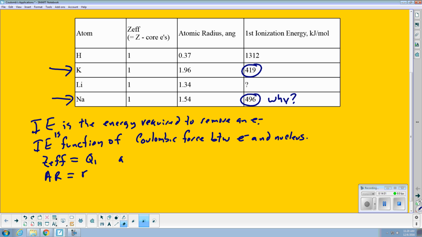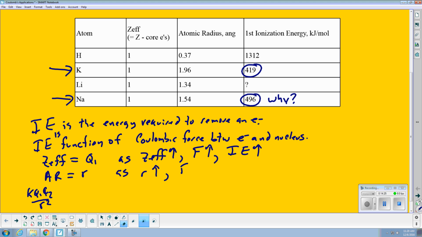So as my Z effective increases, my force of attraction increases, and then my ionization energy increases, right? And as my R increases, now R, where is it? Remember, K, Q1, Q2 over R squared. So R is in the denominator. So as my R increases, my Coulombic force of attraction decreases, and so my ionization energy would decrease. All right, so I think we can now do battle. Let's take a look at Z effective.